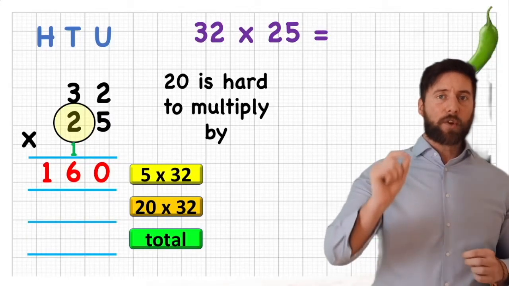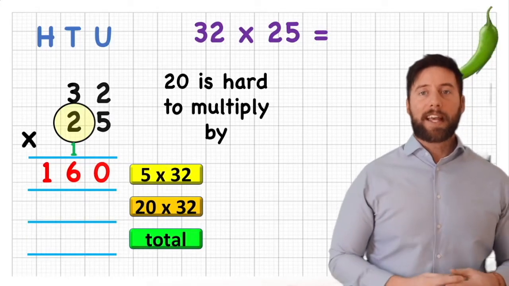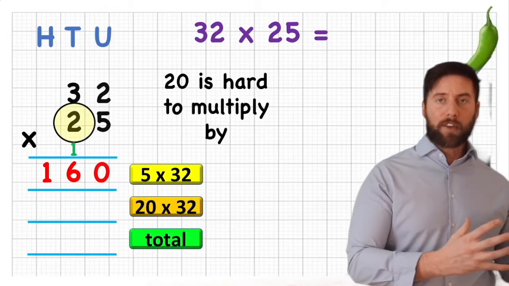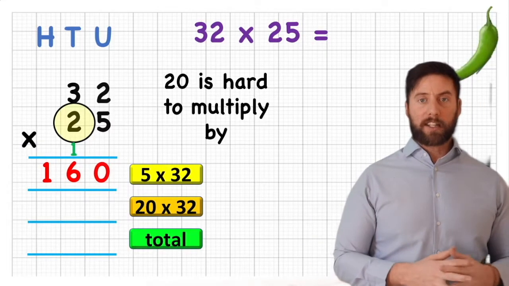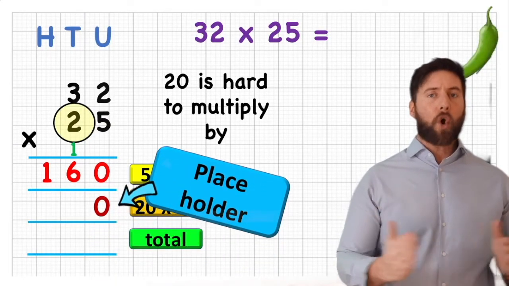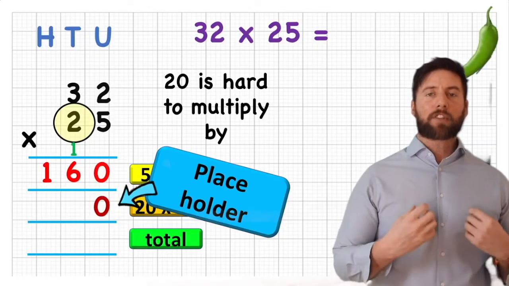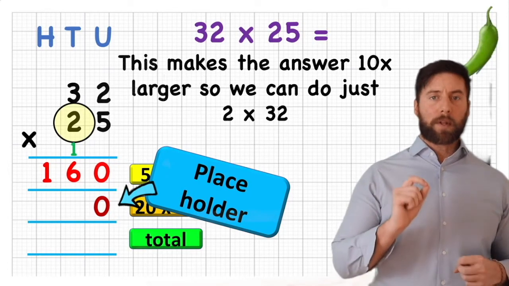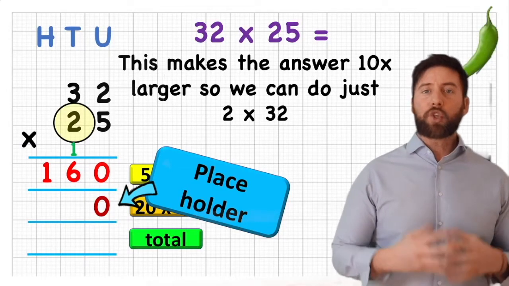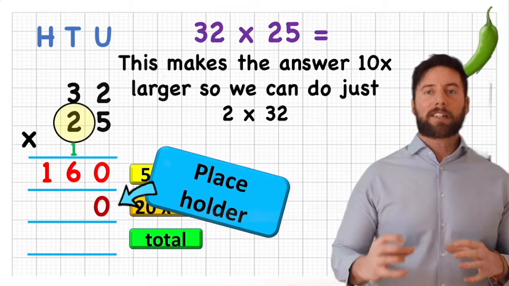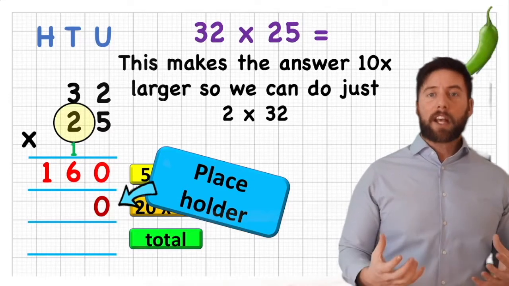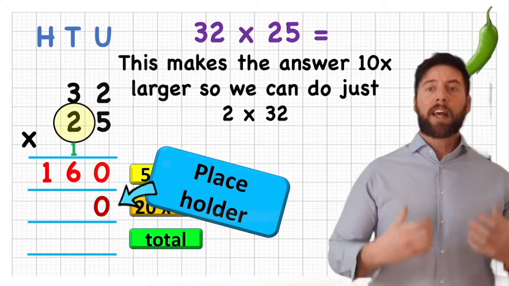Here's the thing that's going to get tricky. Here's the thing that we need to understand. Here's the difference between this method and our previous method in terms of how hard it is. Okay, so we're going to include what's called a placeholder, because we want this whole question to be 10 times smaller to work with. We don't want to work with 20 times 32, we're going to still do 2 times 32. And to make it 2 times 32, we're going to make our answer 10 times larger, because we know it's not a 2, it's actually a 20. So let's make our answer 10 times larger by putting a placeholder.